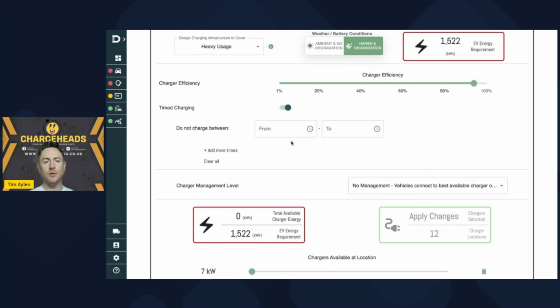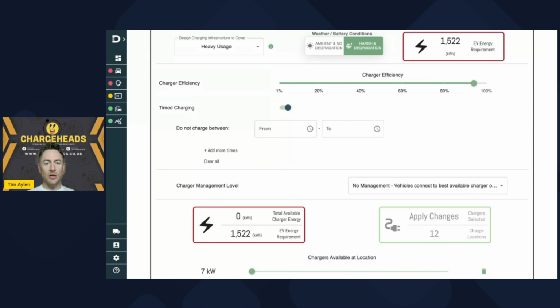So this is a way to change when your vehicles charge from, which has a massive impact on your infrastructure, because you want to make sure that your fleet is charged fully so they can continue with their operations to make sure it all goes to plan.